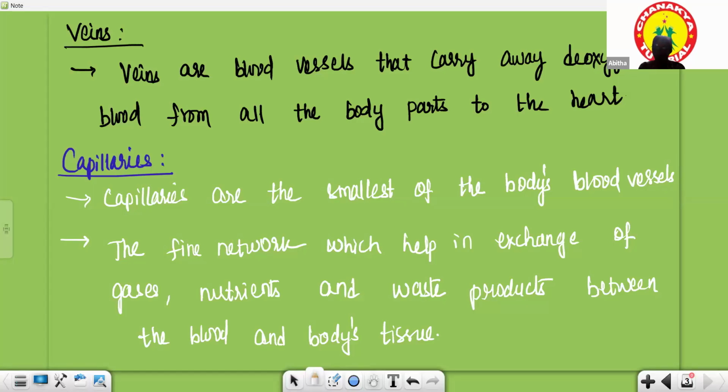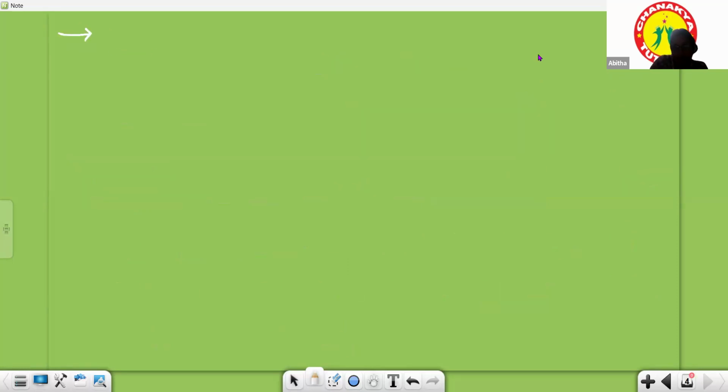So, clear with capillaries? What are capillaries? These are the smallest vessels. Their main role is in the exchange of gases like oxygen and carbon dioxide, nutrients, and waste products. Students, I told you in the last class, we can discuss more about capillaries. In the atmosphere, we have oxygen, right? In the atmosphere, what is available? Oxygen is available. But what about in our body? Do we have oxygen?